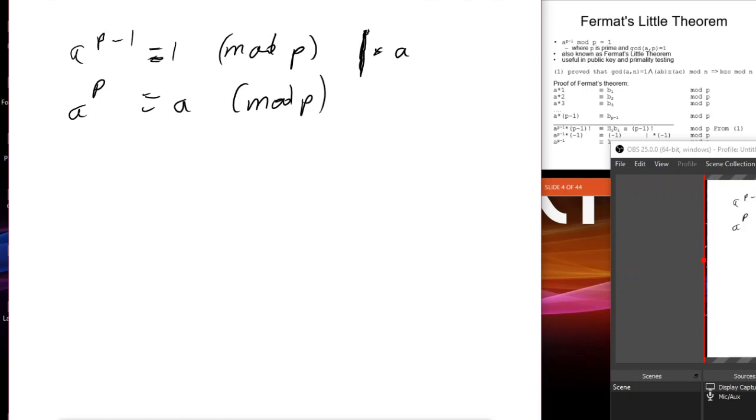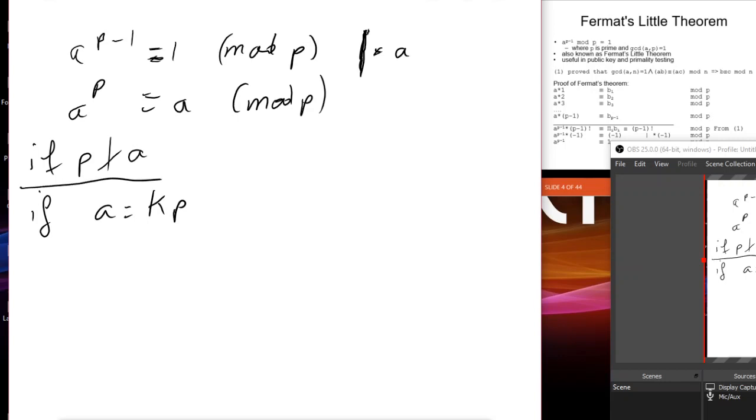Obviously, it is true if a is not a multiple of p. What happens if a is a multiple of p? In that case, we notice that we are having kp at power p on the left hand side, which will be mod p congruent with k at power p times p at power p.